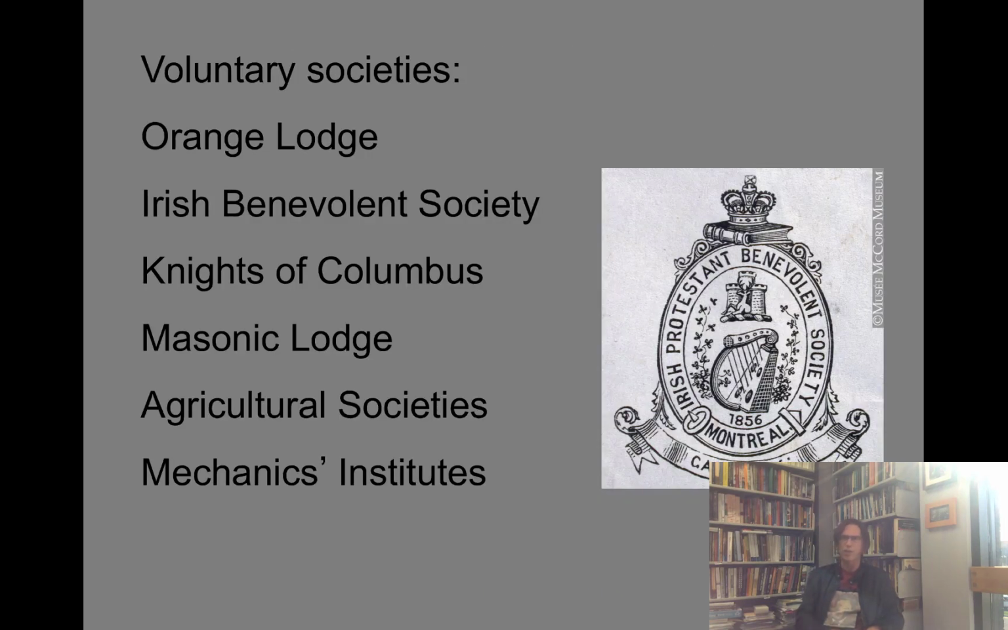Orange Lodge, one of the most famous of these. That's the British Protestant group. Orange because of the association with William of Orange, Protestant leader. Irish Benevolent Society, the Knights of Columbus, a Catholic organization, the Masonic Lodge, the agricultural societies.